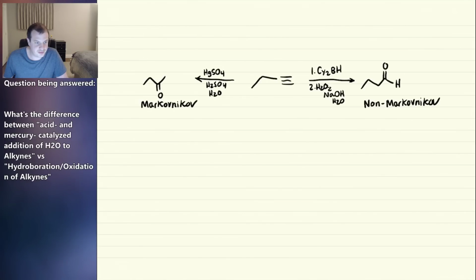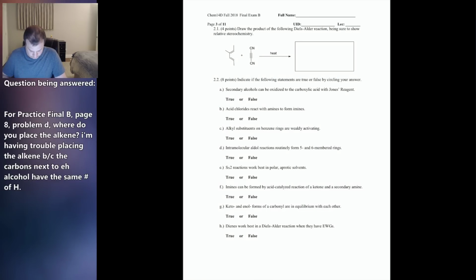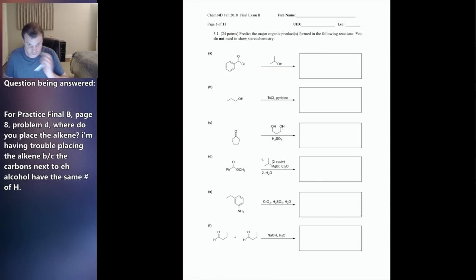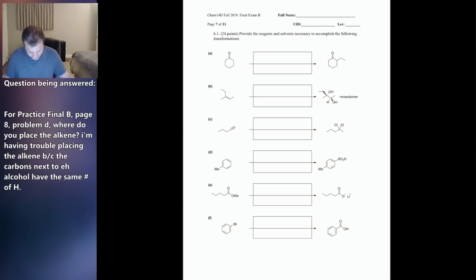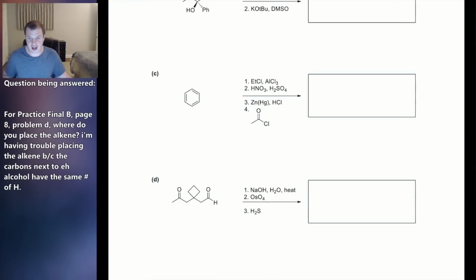All right, next up. For practice final B, page 8, problem D, where do you place the alkene? This is page 8, problem D. Remember that in the aldol condensation reaction, the alkene always collapses towards the carbonyl.